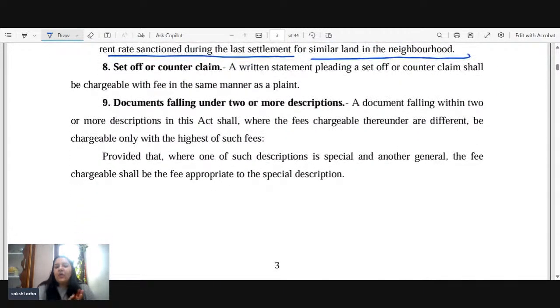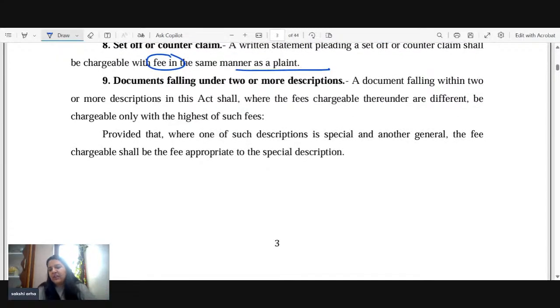Then comes set off or counterclaim. For the purpose of set off and counterclaim, what shall be the fee? So a written statement pleading a set off or counterclaim shall be chargeable with the fee in same manner as a plaint. तो जैसे हम प्लेंट पे एक कोर्ट फी लगाते हैं, वैसे ही अगर एक रिटन स्टेटमेंट में आप सेट ऑफ और काउंटर क्लेम प्ली कर रहे हो तो उसमें भी एक कोर्ट फी चार्जेबल होगी. ओके, देयर आल्सो कोर्ट फी विल बी चार्जेबल.